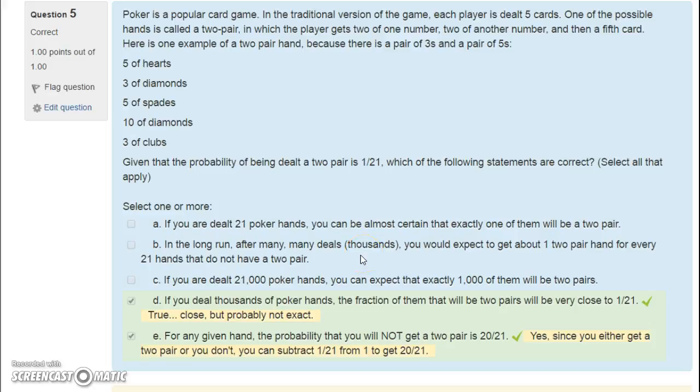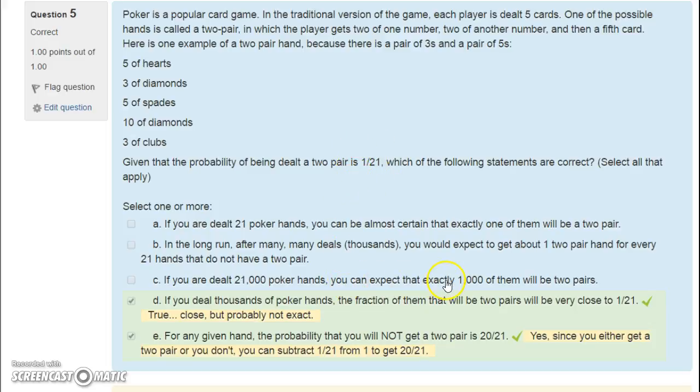In the long run, this one is really close. The issue here is 1 2-pair for every 21 that are not 2-pair. What this is saying is out of 22 hands, one of them would be a 2-pair. So this would be 1/22, and it's a common misconception of what 1/21 means. This means 1 2-pair for every 20 that are not 2-pair. So one of them's 2-pair, 20 are not. That gives you 1/21 chance of getting a 2-pair.